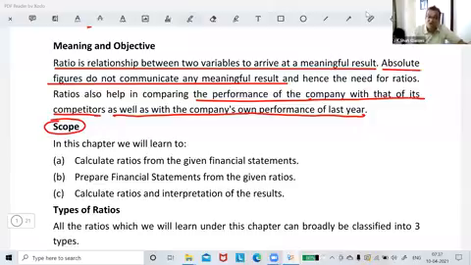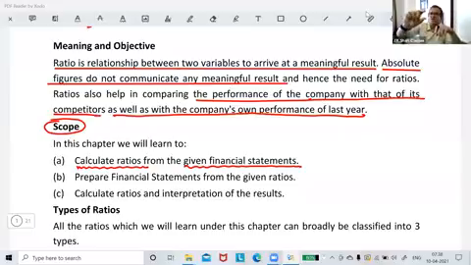First, the simple sums. Calculate ratios from the given financial statements. That is the first thing. You'll be given a ready-made income statement and a ready-made balance sheet, and you just have to pick up the values as we did right now. Net profit ratio: net profit is given, sales is given. You just pick up those values, fill them in, get the ratio. That's it.